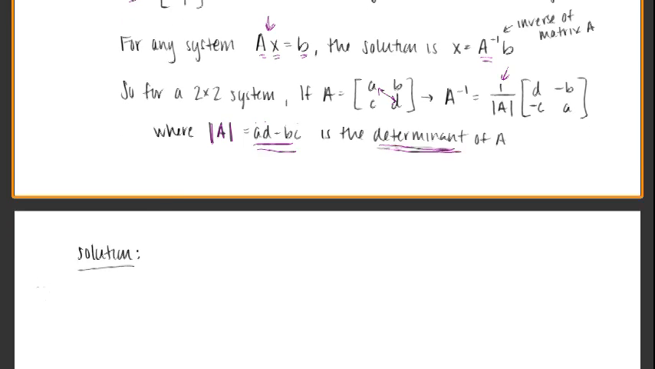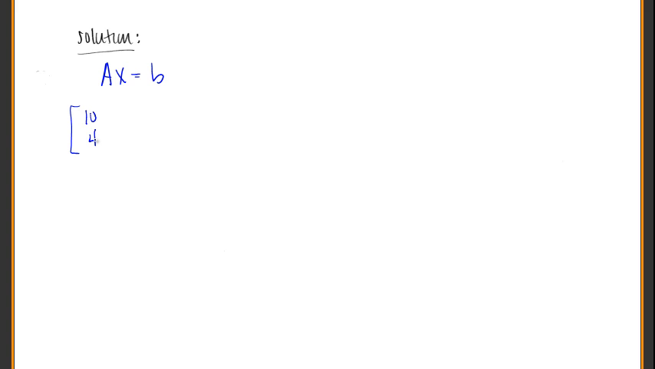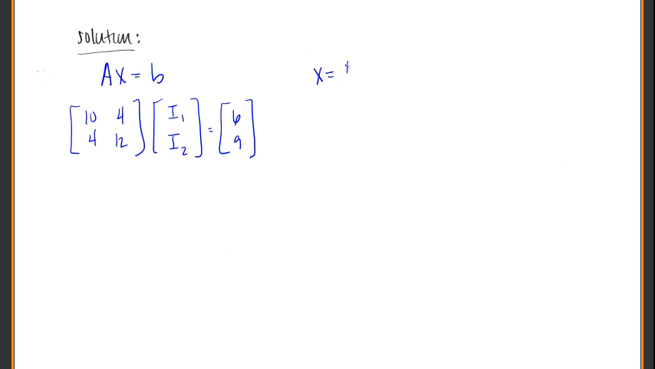I got all that set up for you, writing out some stuff that I know: AX is going to equal B. Okay, so A is that coefficient matrix, which is 10, 4, 4, and 12. Our X is our matrix of variables, which is I1 and I2. And then B represents that matrix of what they equal to, which is 6, 0, and 9. Okay, so that's AX equals B. So from there, in order to actually solve, remember we need to convert this over to X equals A inverse times B.